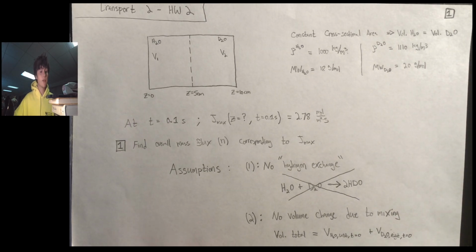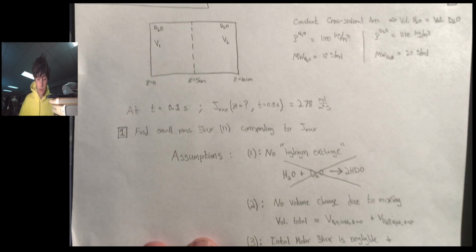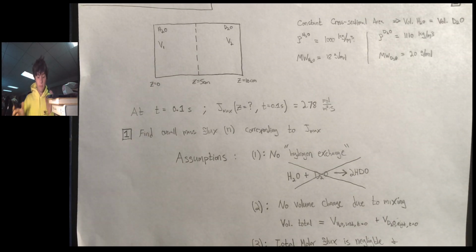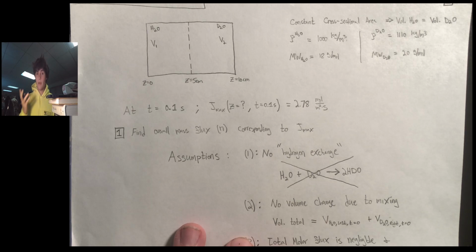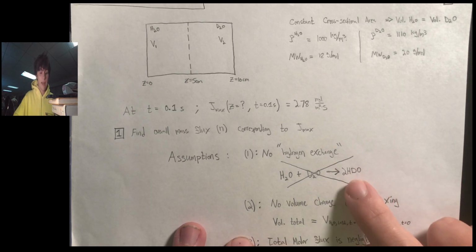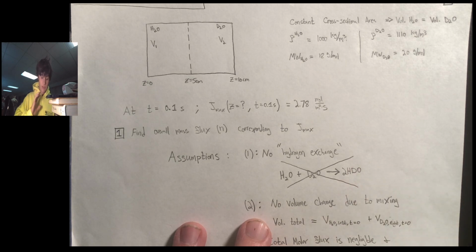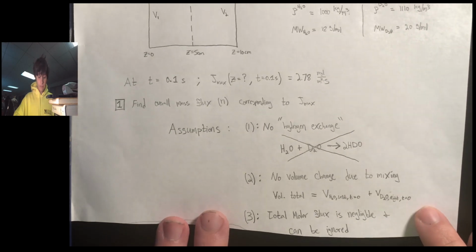This first assumption goes without saying. We are ignoring hydrogen exchange. When you mix deuterated water with regular water, there will be an interchange of deuterium atoms and hydrogen atoms to form HDO. We are not going to be considering that at all. That would make the problem extremely complex, and we're not going to be dealing with that.